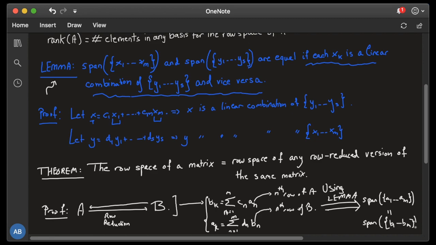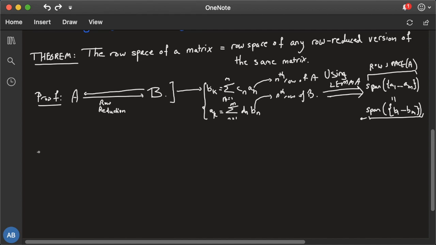First of all, what is the span of the a's? It's the row space of matrix A. This guy, by definition, is the row space of A. Likewise, this guy is the row space of B, and hence the theorem has been proved. Okay? Let's throw in an example right here.